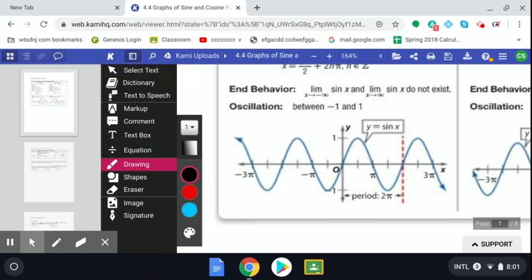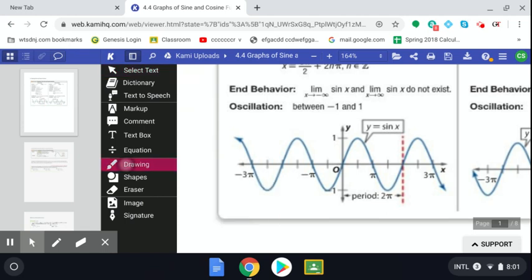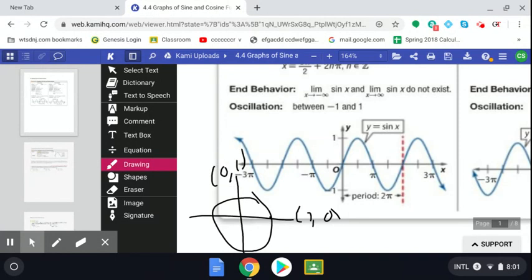Where do those values come from? If you recall the unit circle, you should know that for 0, this point here is 1 comma 0. This point here is 0 comma 1. This is negative 1 comma 0 over here. So 1, 0; 0, 1; negative 1, 0; and then this one over here is 0, negative 1. So that's where these points come from.